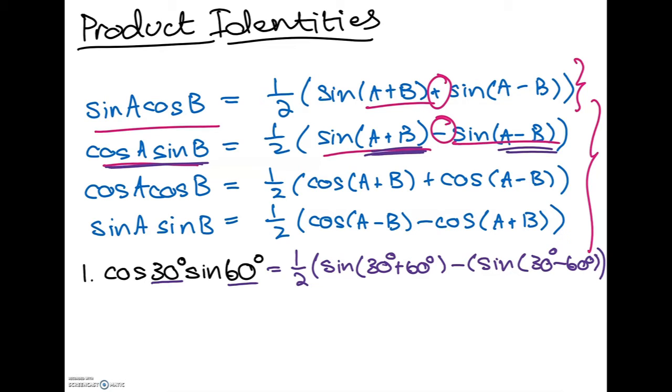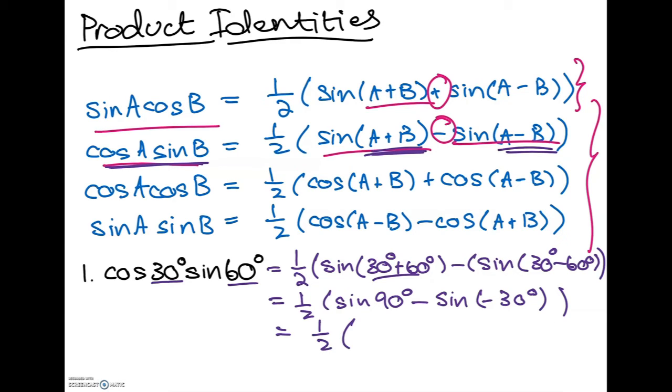And we just need to simplify this to solve. So let's do 1/2 of sine of 90 degrees because 30 plus 60 is 90, minus sine of negative 30 degrees because 30 minus 60 is negative 30. To simplify this even further, we're going to do 1/2 times sine of 90. Sine of 90 degrees is equal to 1. So it's going to be 1 minus sine of negative 30 degrees. Sine of negative 30 degrees is equal to negative 1/2.